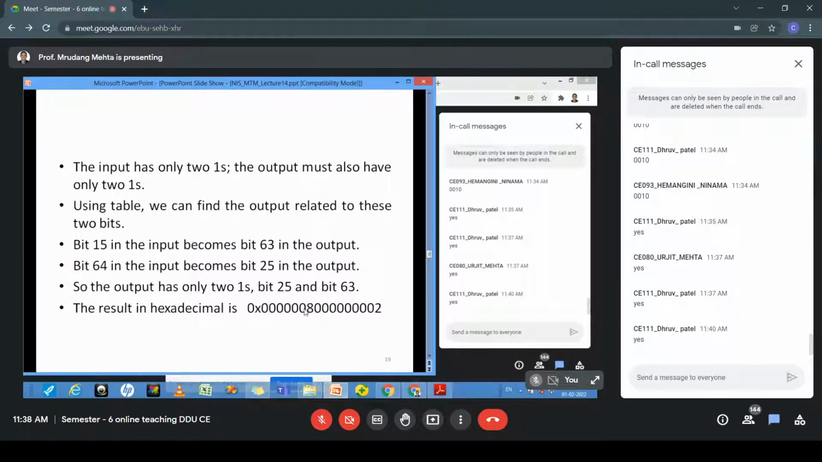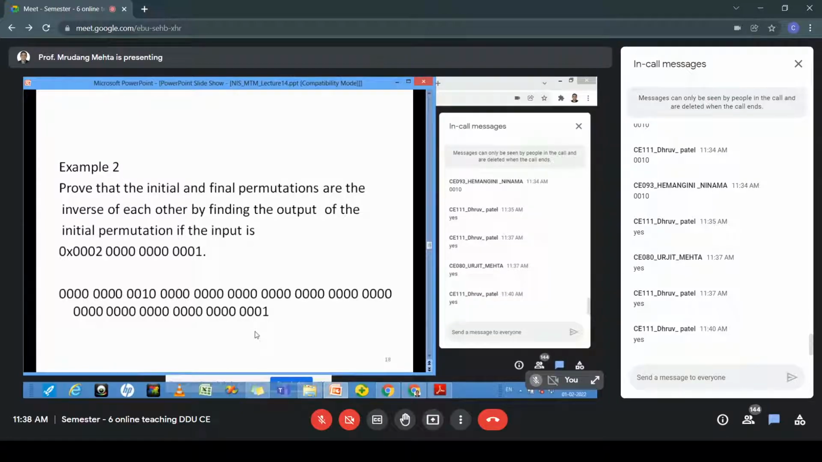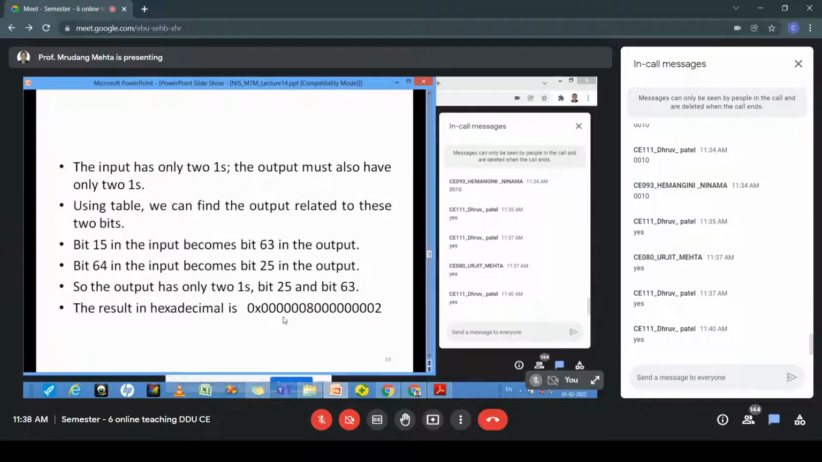Okay. So that is 63rd bit is 00. So 0010. So that is 2 and 25th. So 1, 2, 3, 4, 5, 6. 6 into 4, 24. Then 1, 0, 0, 0. That is 8. So this one is 8. And this is the initial permutation value. Is that clear now?